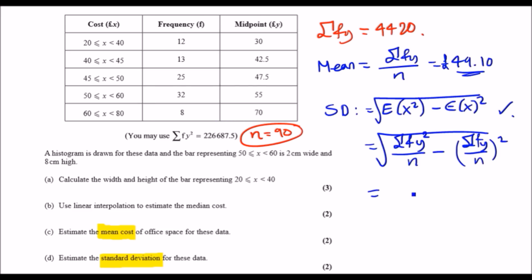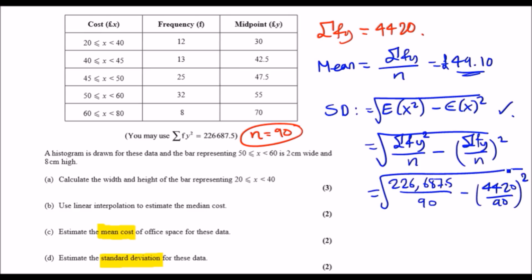So what do we have? It's a long one. In your calculation, it would be 226 687.5 over n, which is 90, minus the mean squared. So the mean as a fraction was actually 4420 over 90, squared. Sometimes it's better to have exact answers. So do that in the calculator and you should get something decent. I'm going to quickly calculate: 687.5 over 90 minus the mean squared.